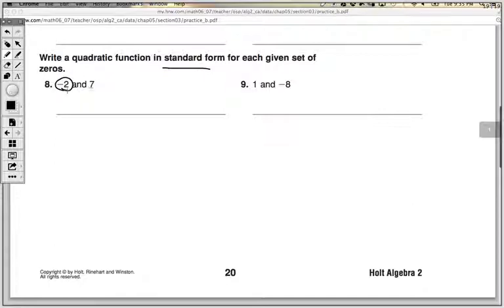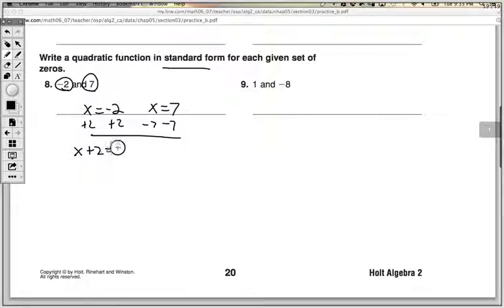Okay, so we got negative 2 and 7. And what that is telling me is that these are my zeros. So x equals negative 2 is one of them, and x equals 7 is the other one. So now we got to build it backwards. If I were to add 2 to both sides here and subtract 7 from both sides there, that means that I had x plus 2 equals 0 and x minus 7 equals 0. Okay, so there's my two factors. So the two factors were x plus 2 times x minus 7.